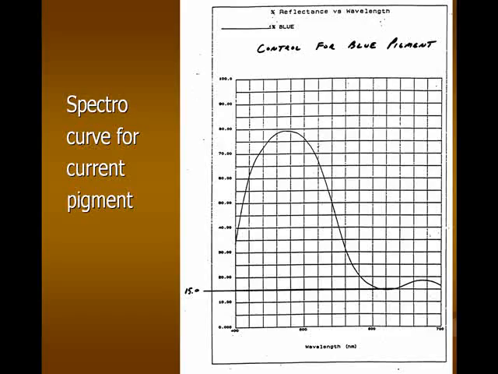Again, here's our spectral curve for the current pigment, and we see that at 620 nanometers we have a 15% reflectance.